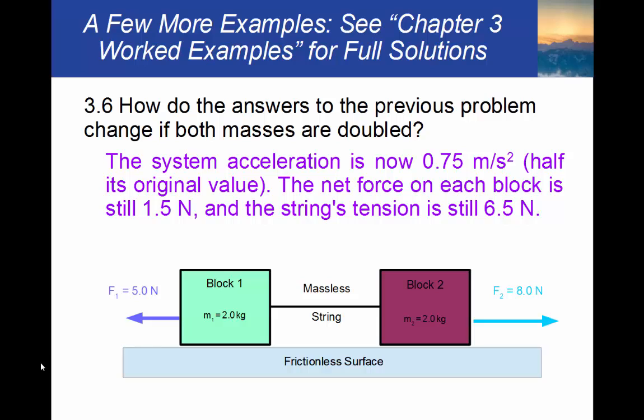So therefore, to reiterate this result, when we double the two masses, what we end up getting is that the acceleration is half as much as before, but the net force and the string's tension are both unchanged. Again, if we were to change only one of these two masses, but not both, then you could change the acceleration and the tension and the net force on each block. But so long as we change both together by doubling both, the only thing that changes is the acceleration.